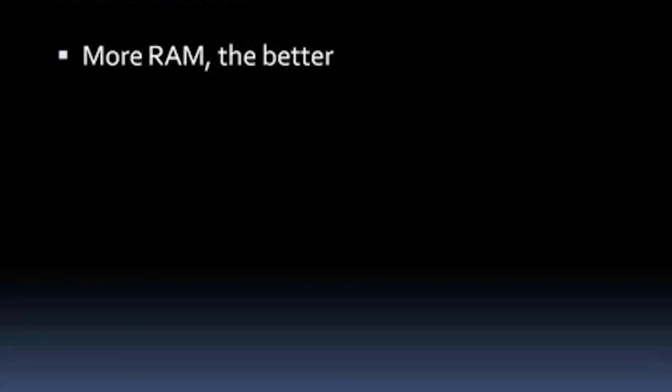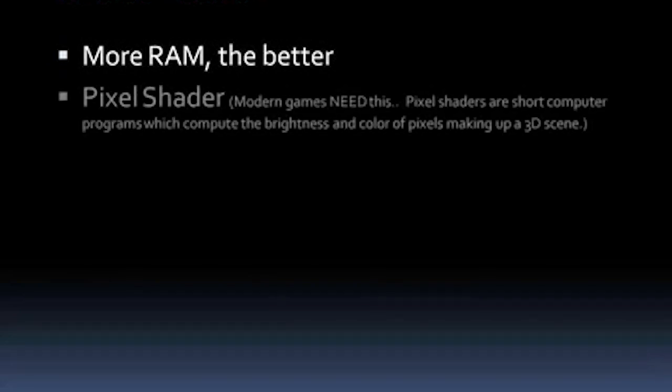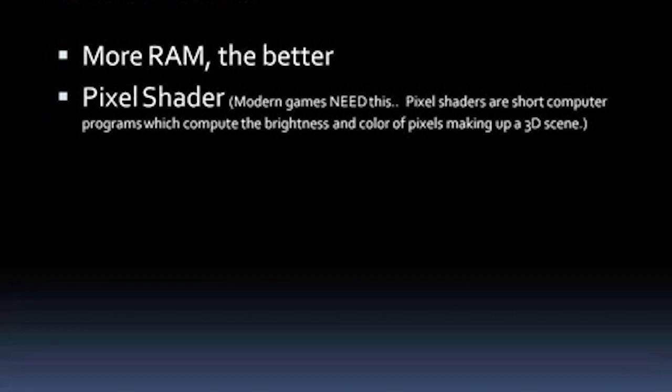Now let's look at the video card. The more RAM you can throw at the video card, typically the better, because it does a lot of processing, especially if you like to play games. A pixel shader is something modern games need. Pixel shaders are short computer programs that determine the brightness and the color of pixels making up the 3D scene.